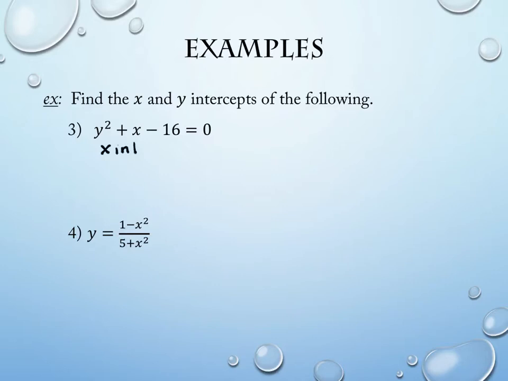An x-intercept is when y is equal to 0. And a y-intercept is when x is equal to 0. Okay, so it's the same starting spot we were before, no matter what the equation is. So on the first one, if x is equal to 0, then I have y squared plus 0 minus 16 equals 0.